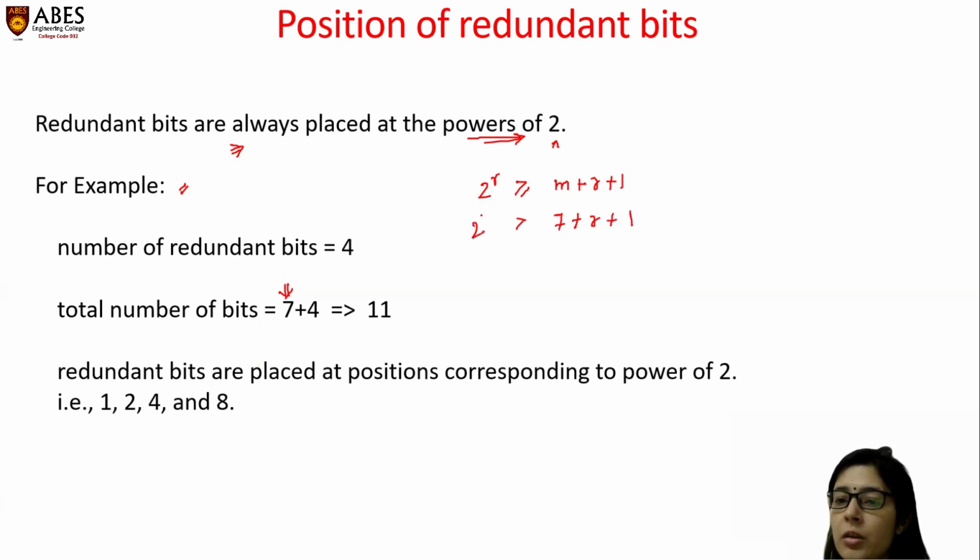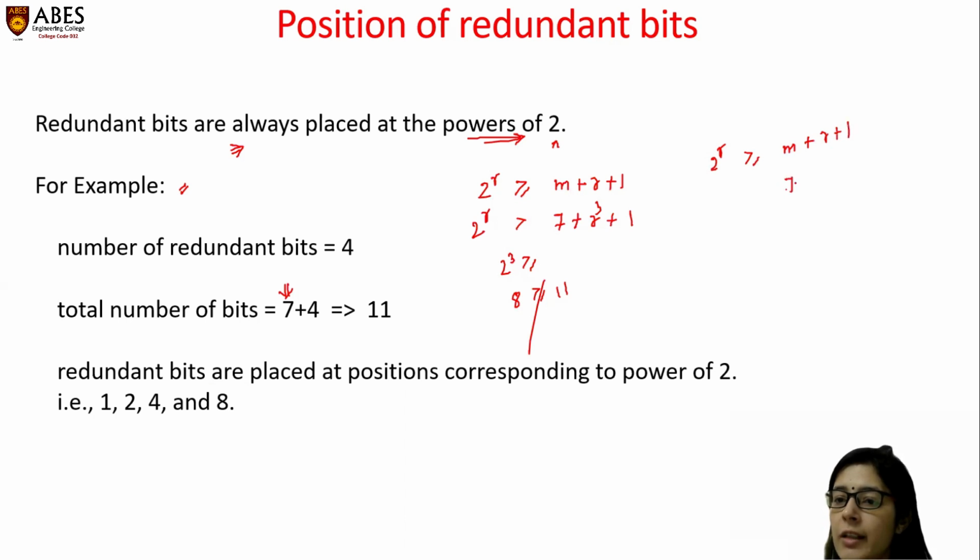So we need to place this value at r. If we place 3 here, 2 to the power 3 is 8, which is not greater than or equal to 7 plus 3 plus 1, that is 11. So the condition is not satisfied, which means r cannot be 3. As per the formula m plus r plus 1, we need to increase the value of r.